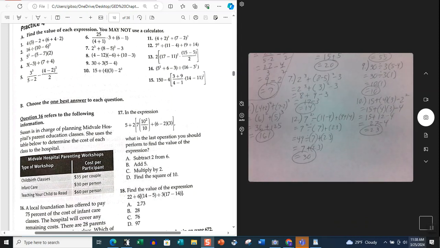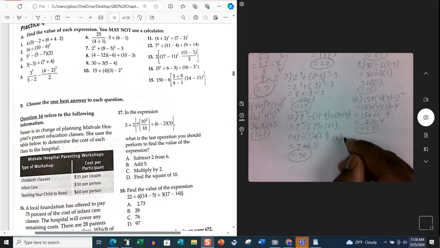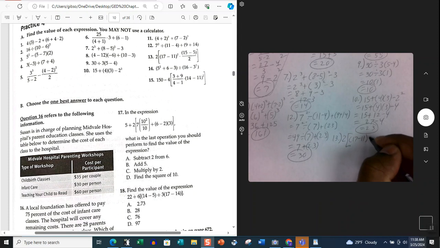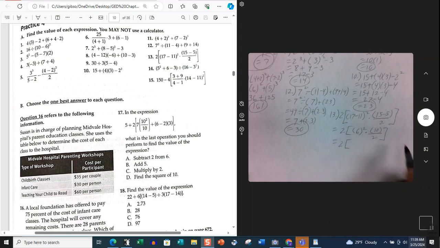Now we go to problem 13. Now 13 is a little lengthy, but we can do it. We have 2, a bracket, we have (17 minus 11) squared times (15 minus 5) all over 2 in a bracket. So we have 2 bracket, and we do the parentheses first. 17 minus 11 is 6, and that's squared, times 15 minus 5 is 10, all over 2. So this will be 2 bracket.